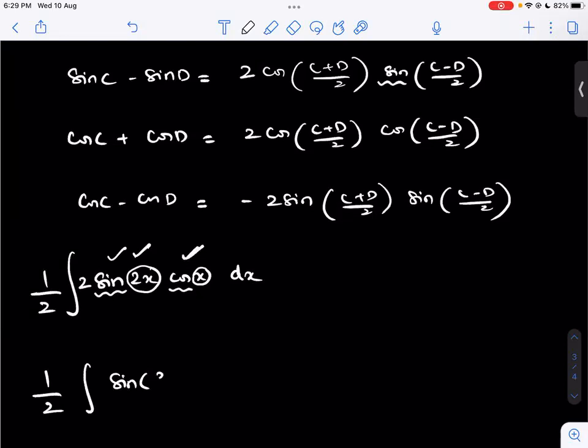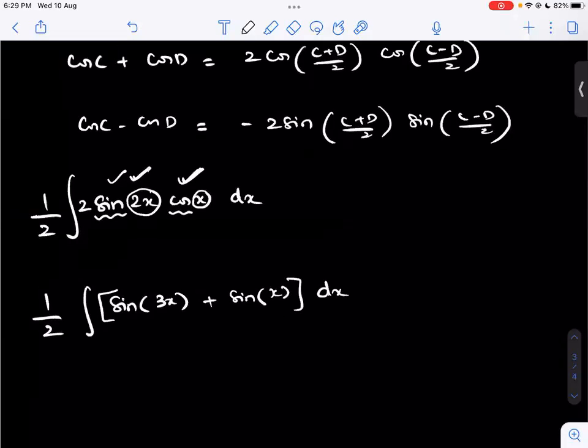That is sin 3x plus sin of 2x minus x, which is x. So what I'm trying to tell you is 2 sin 2x cos x is the same as sin 3x plus sin x. Now you have an integral symbol.